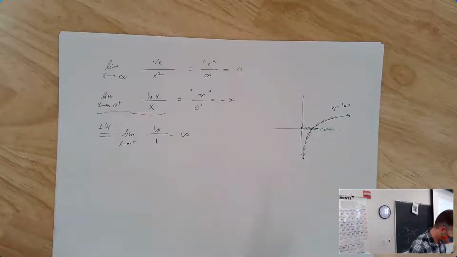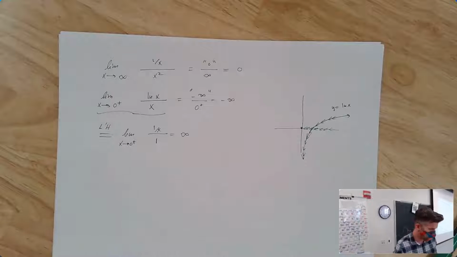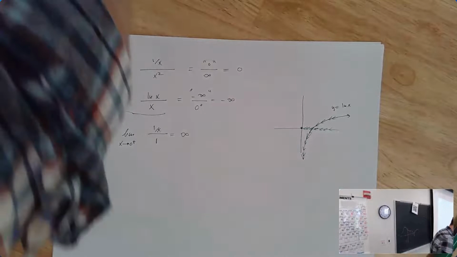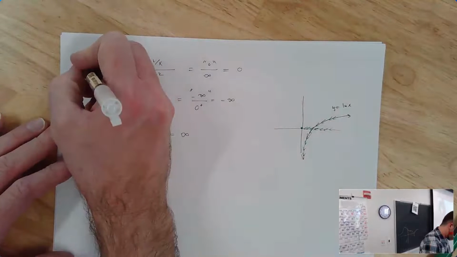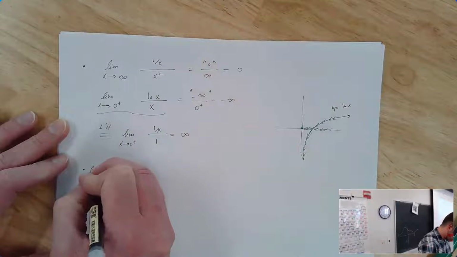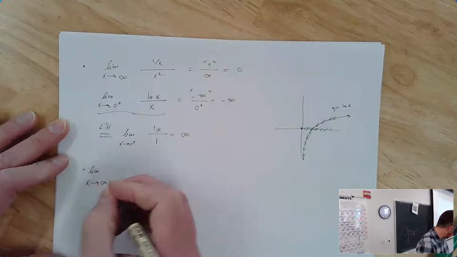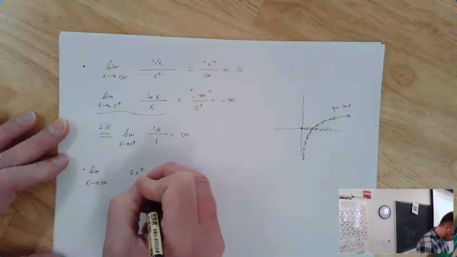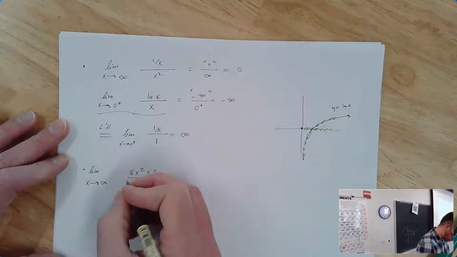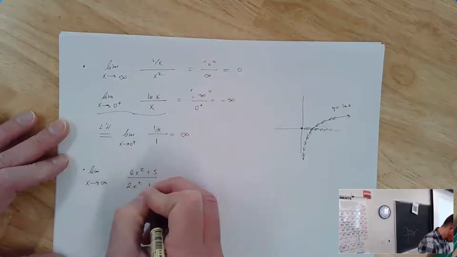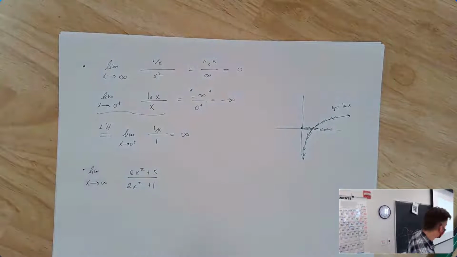All right. Well, let's actually use some examples where we can use L'Hopital's rule. So let's say we want to find the limit as x goes to infinity of 6x squared plus 5 over 2x squared plus 1. Now, this is an example that you probably already know the answer to.